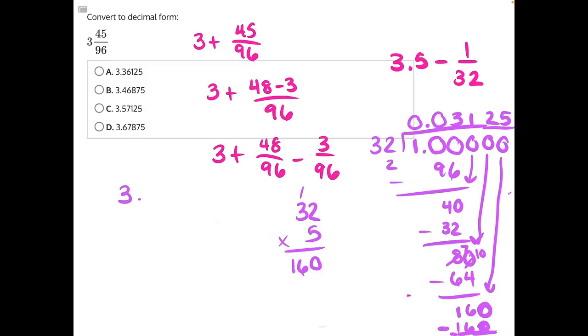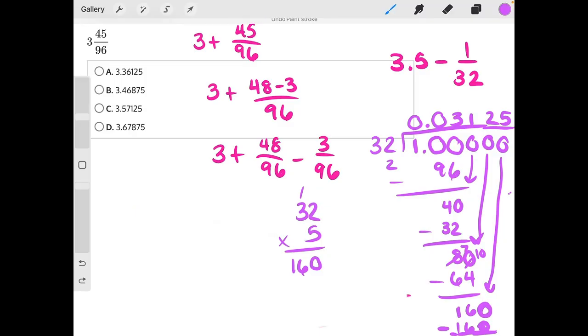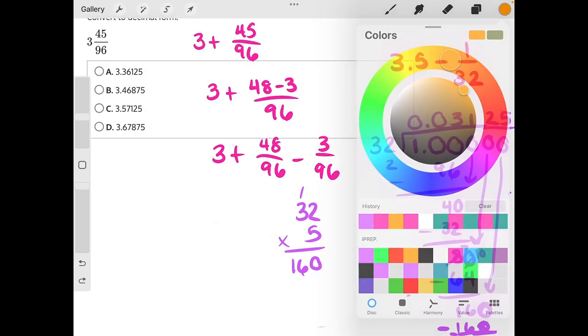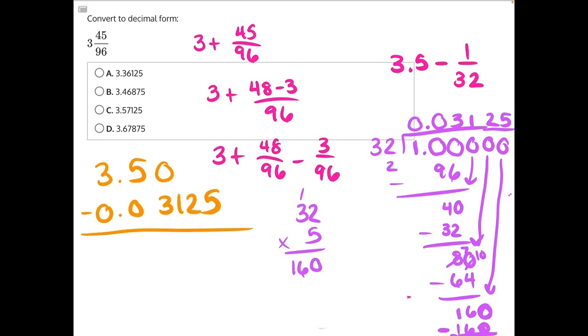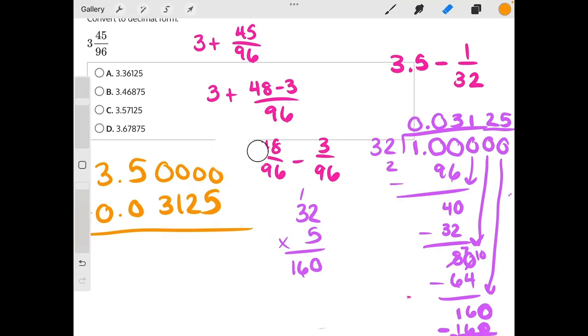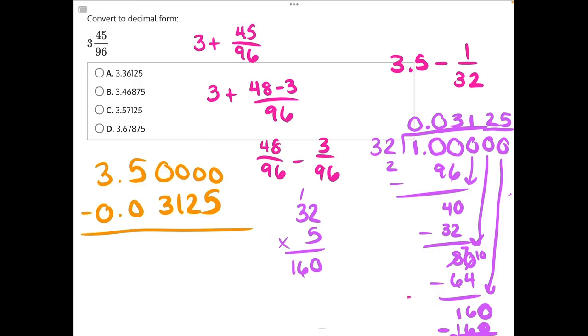Meaning that we have 3.5 minus 0.03125. We'll have to add a bunch of zeros to even us out. Let me erase this 3 so we have some more room. Okay, and now we can subtract. We'll have to do a lot of borrowing. So let's start here. 4 to 10, 9 to 10, 9 to 10, and 9 to 10.